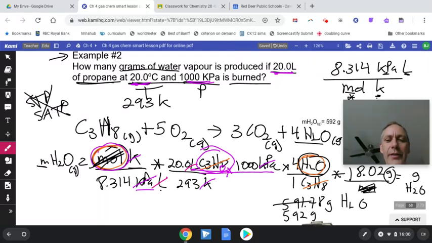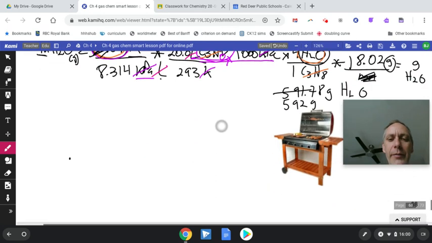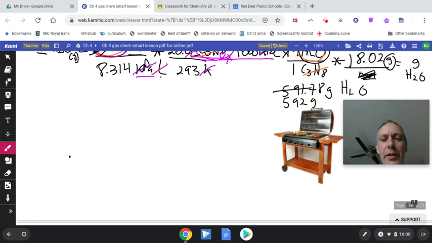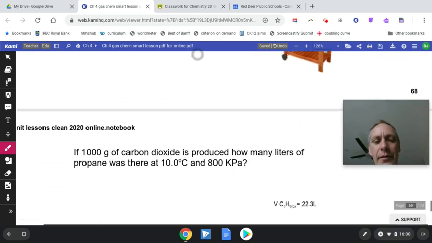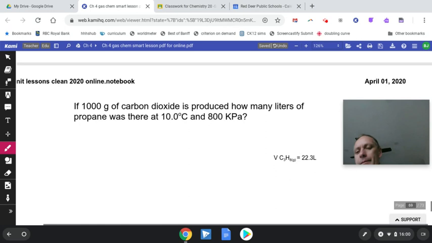Okay, so you can see there's lots of canceling of units in here. This is really just dimensional analysis, paying attention to units and making sure they all cancel out, and having a balanced chemical equation. Okay, so we're going to move on to number 3 now.